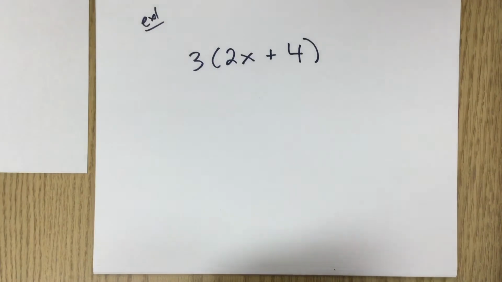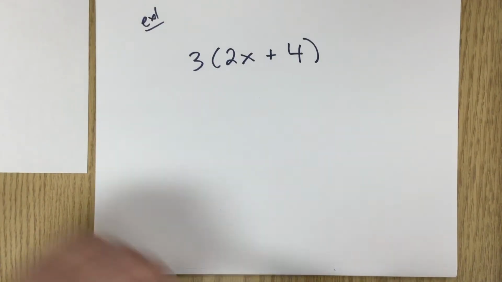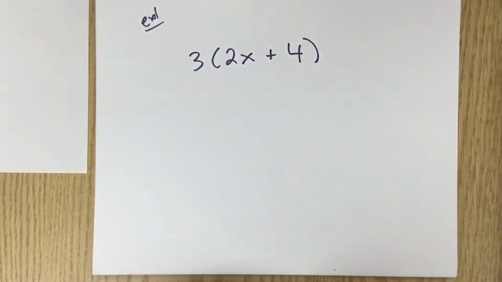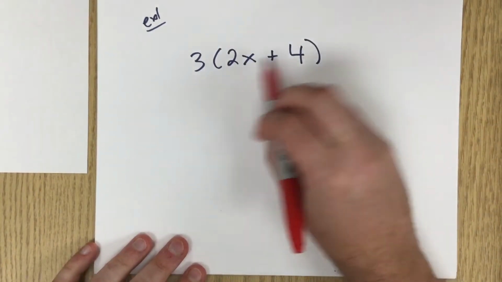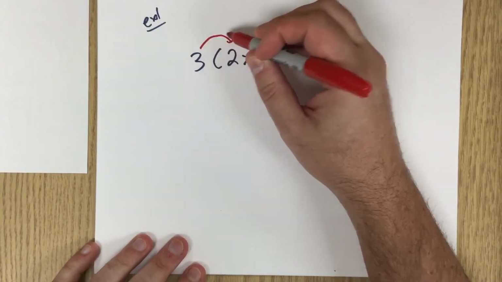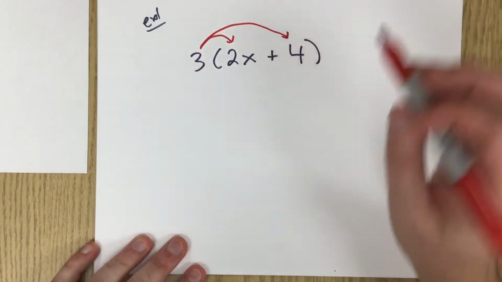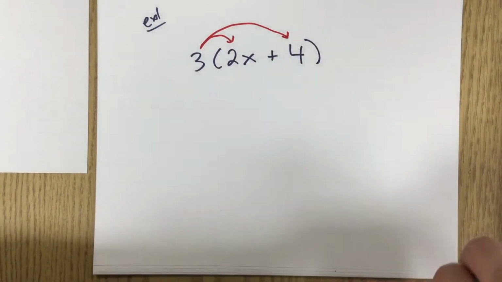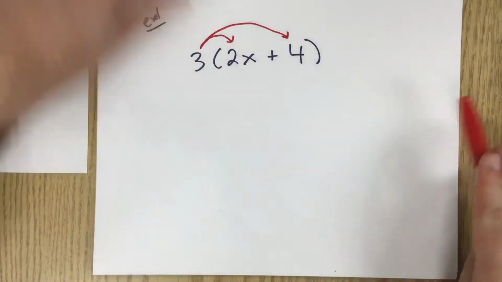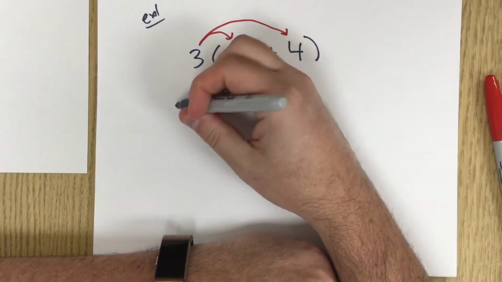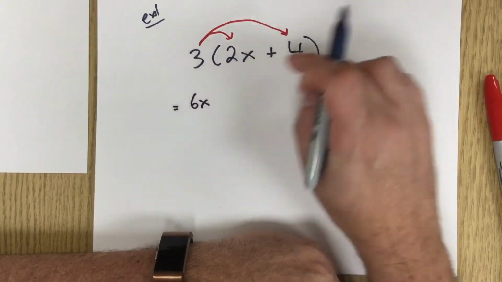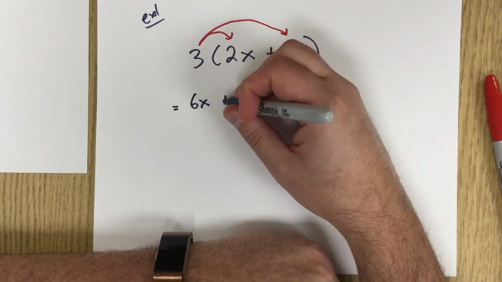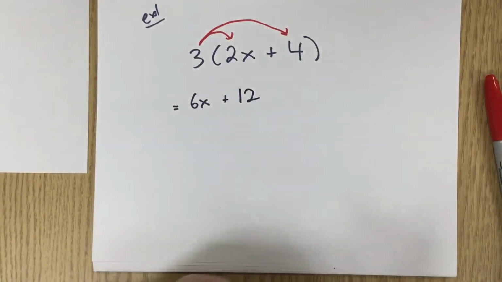So 3 times 2x plus 4. How do we solve this thing? What we do is we take the 3. There are 2 terms in the bracket, so we multiply it in once per term. Once we multiply it in, the bracket goes away. 3 times 2 is 6x. 3 times 4 is 12. And we're done.